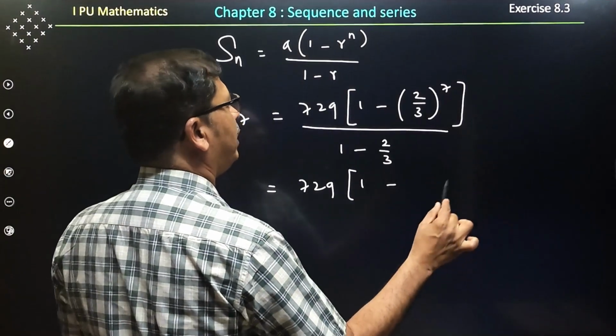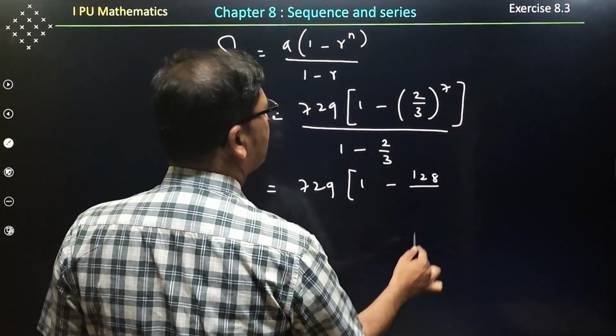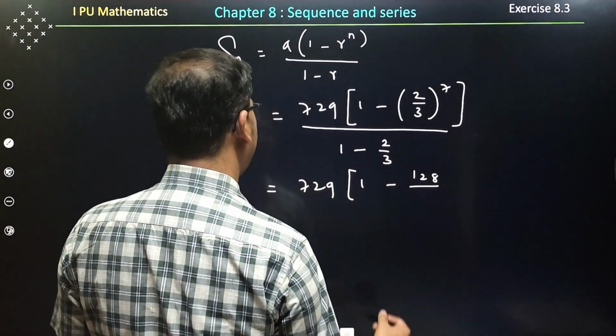that is 64, 128, divided by 3 raised to 7, is nothing but 3 raised to 7.